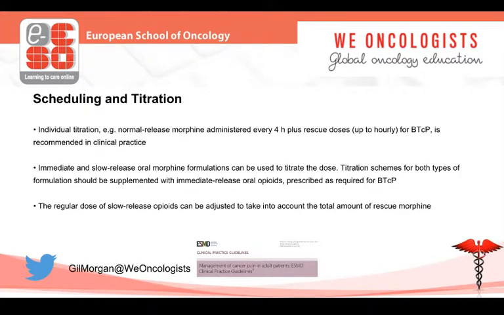In talking scheduling and titration, individual titration needs to be done. Normal release morphine is administered every 4 hours plus rescue doses for breakthrough pain. It is recommended in the clinical practice. Immediate and slow release oral morphine formulations can be used to titrate the dose. Titration schemes for both types of formulation should be supplemented with immediate release oral opioids prescribed as required for breakthrough pain. The regular doses of slow release opioids can be adjusted to take into account the total amount of rescue morphine.